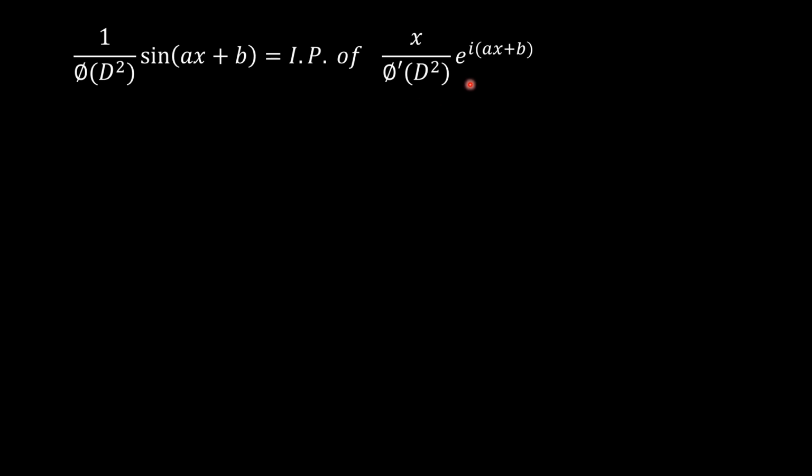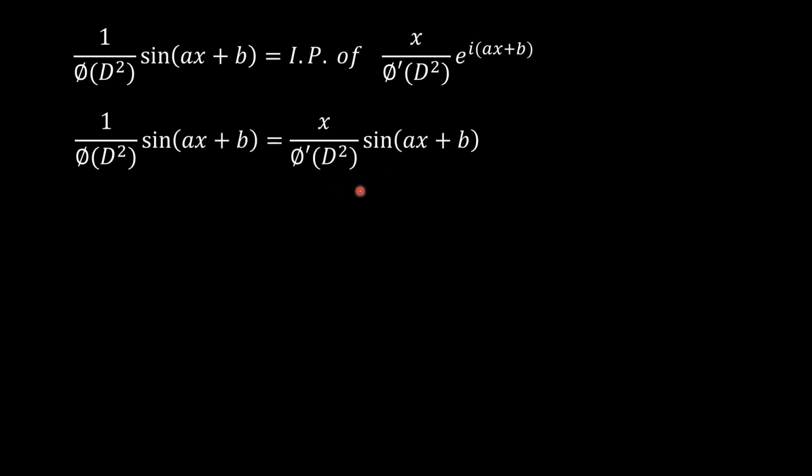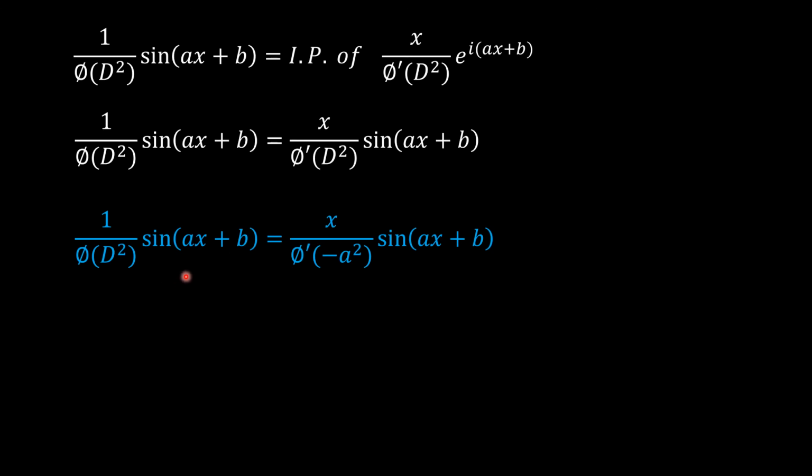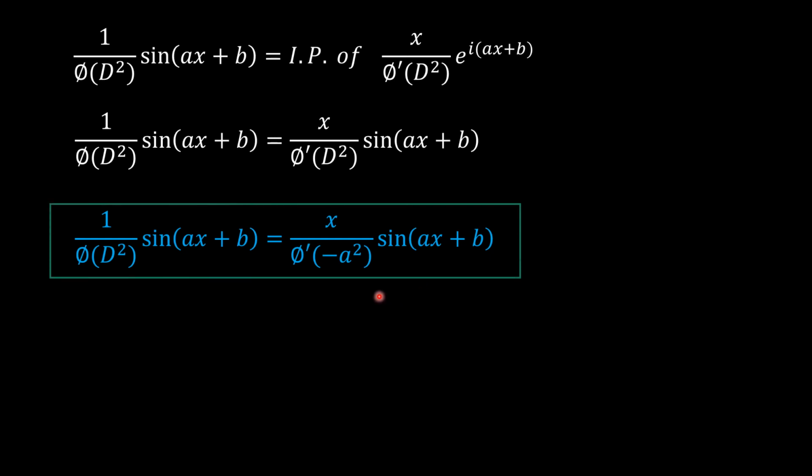Now we will replace this, we will consider the imaginary part of this exponential function, which is x divided by phi dash of d square sine of ax plus b. Now this is again the trigonometric function. So replace this d square by minus a square using the first rule, which we have just seen. That gives us 1 upon phi of d square sine of ax plus b is equal to x divided by phi dash of minus a square sine of ax plus b, provided that this denominator should be non-zero.